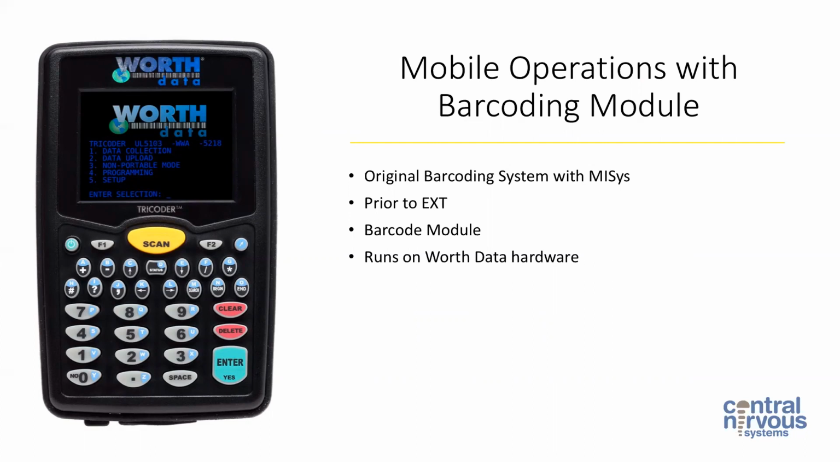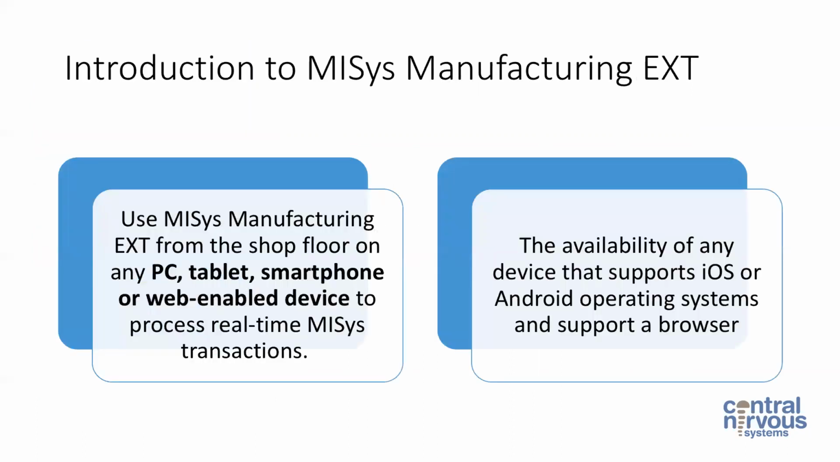There's another 7000 series, another series of hardware that you can use with this, and what it does is it communicates wirelessly with the base station, so when you're doing your transactions on the unit, it's actually posting them in real time in MISys and giving you feedback if there's any issues. Moving forward, anybody looking to do barcoding transactions are most likely going to opt with the new MISys application called MISys Manufacturing EXT, and that's next.